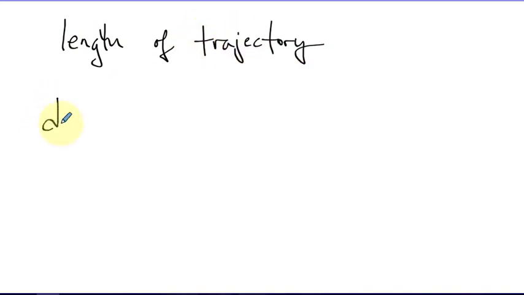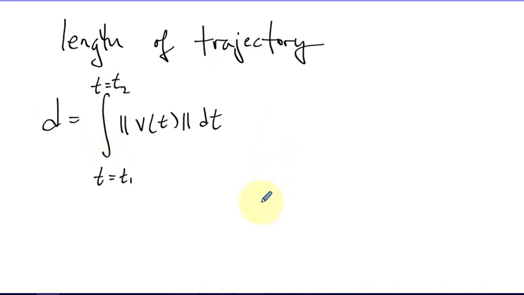Let's move on now to one last calculation. Let's get the length of trajectory. If we call that some distance, in order to find the distance that it travels, I'm going to integrate the speed over the interval of its path, over the interval of the time it's in flight.